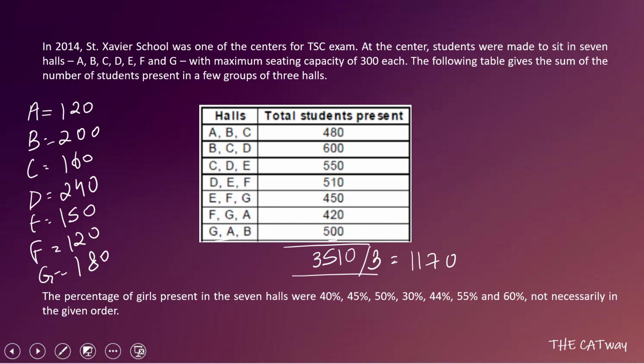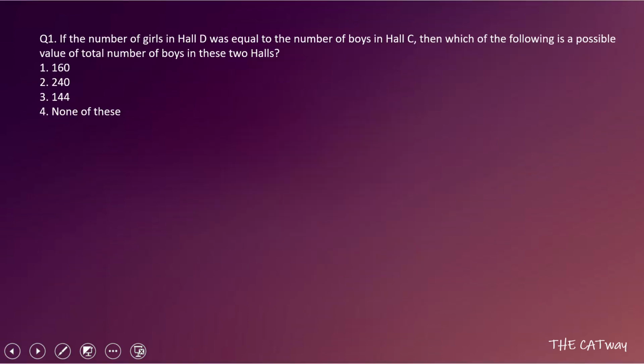Now let's move to the questions and see what are the questions asked. If the number of girls in hall D was equal to number of boys in hall C, then which of the following is a possible value of total number of boys in these two halls? So we will calculate the number of girls in hall C and D, and we will calculate for all cases. I won't go by hit and try. I'll calculate for all cases.